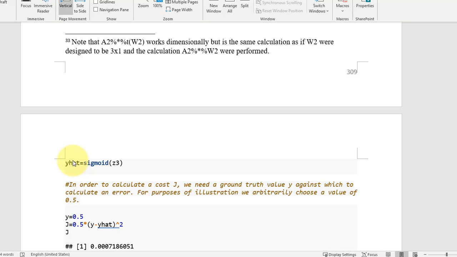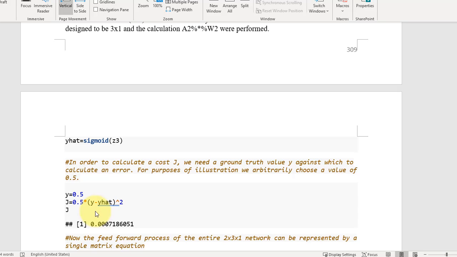Once we have y hat, we can also talk about the cost J. But of course, to compute the cost, y hat is the predicted value, so you need to know the true value. Let's just pretend that the true value is 0.5. Then we can calculate y minus y hat and get some kind of error. If this was the true value, then this would be the error.